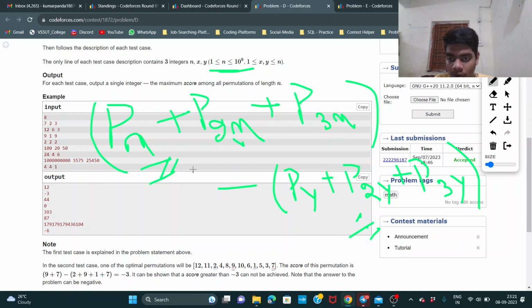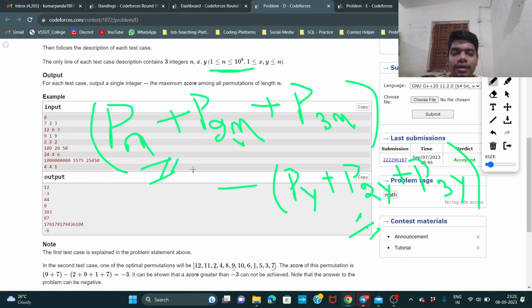And we cannot traverse the whole array, because that will give you TLE, since the n value is pretty large.